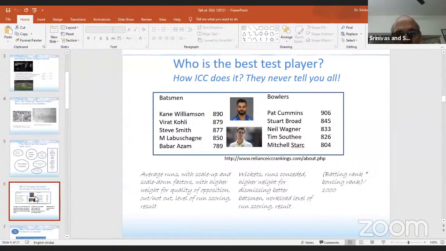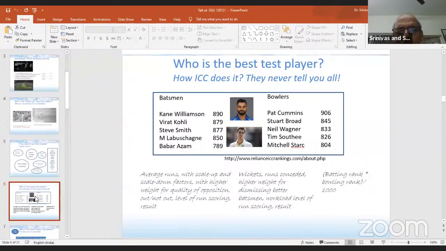Higher weight for quality of opposition, whether you're out or not out, the level of run scoring. If it's a low scoring match, everyone is going to score low runs. And the result, did it impact the result? So in a sense, you do it as follows. You look at the average and you say, okay, this average is made up of what?